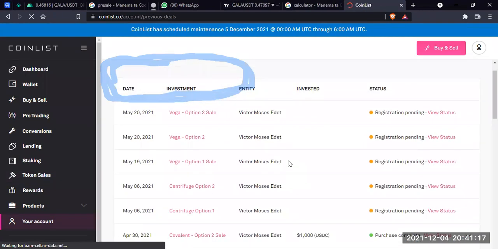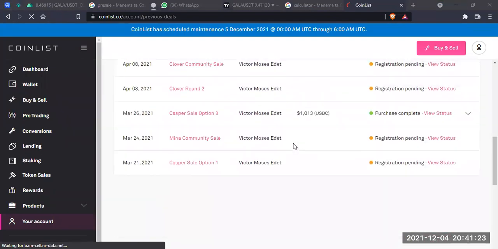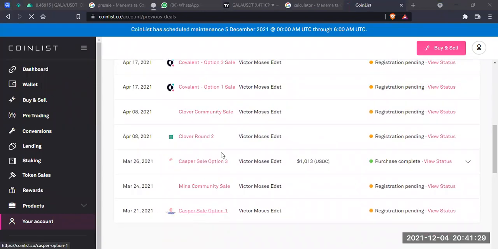You can see the different coins I bought. We have, for March, Casper sale option 1. This is Mina, Casper sale option 3, and the rest. Let me click on the one I bought. I actually bought it for someone. Casper sale option 1.